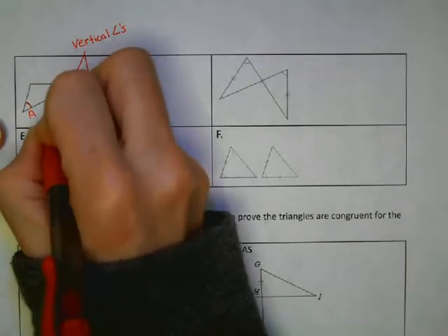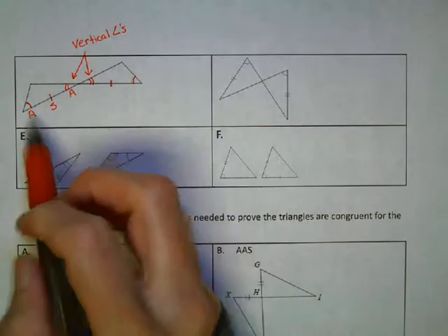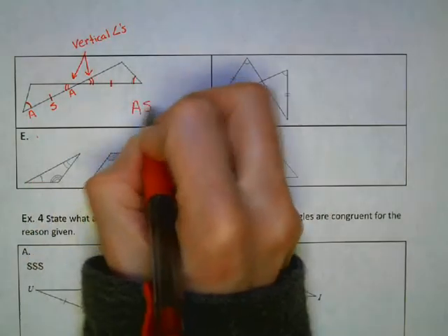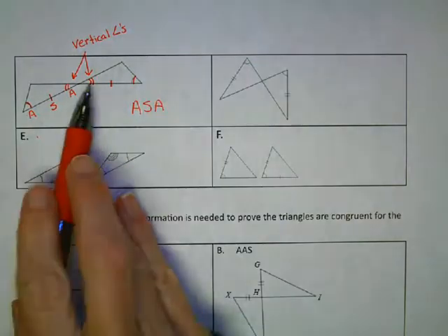So if you follow in this triangle, I have an angle, a side, and an angle, so we're going to classify this as angle, side, angle. It matches up with an angle, side, and angle on that one.